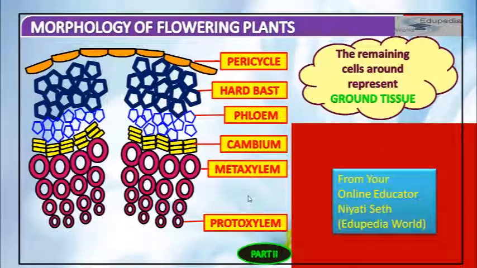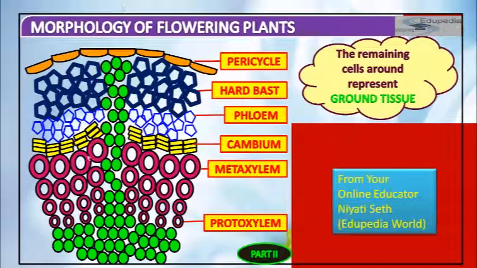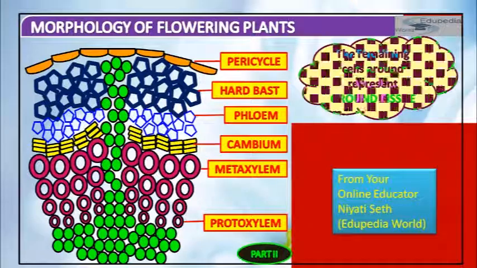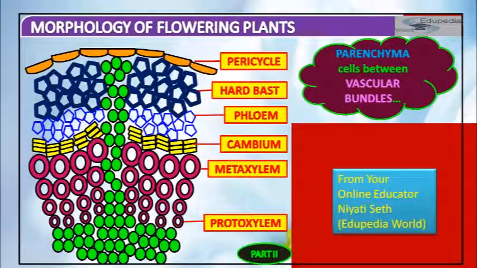The remaining cells around it represent the ground tissue. So these green ones are your ground tissue, students. These green cells are parenchymatous cells which lie between the vascular bundles. And what is it? Medullary ray. It is found in between the vascular bundles and is meant for the storage of food, students.